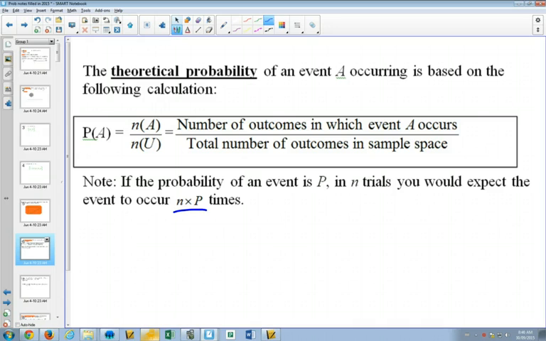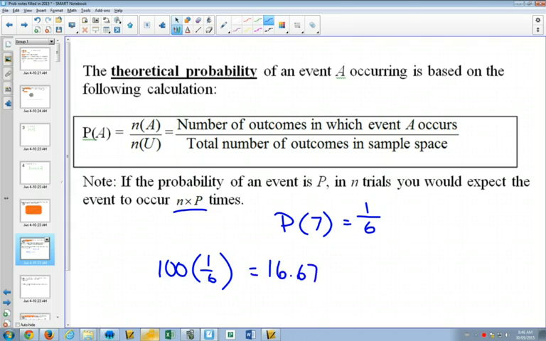Saying, from our chart before, I know that my probability of rolling a 7 was 1 out of 6. So if I were to roll a dice 100 times, 1/6 of 100 would be what I would expect to happen. Not guaranteed, but I would expect to get, what is that, 16.67 or something like that? That's what I would expect to happen. Of course, you can't get it 0.67 times.